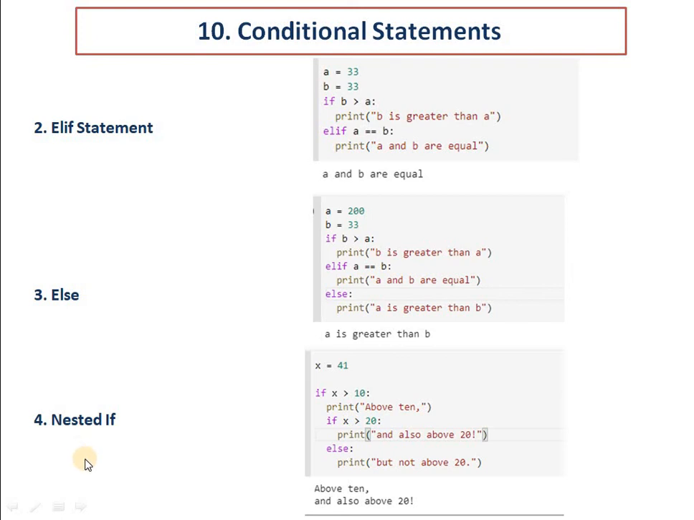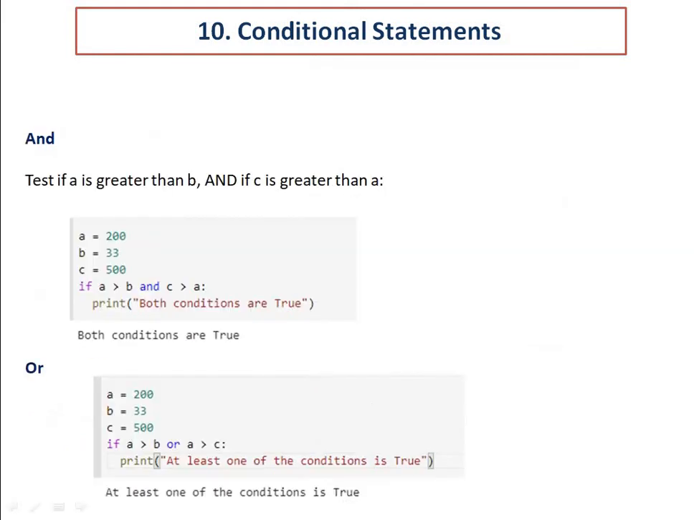So these are the conditional statements used in Python: if, elif, else, and nested if. And two more things I would like to introduce with the condition statements itself. One is and, another is or. This is for your reference.